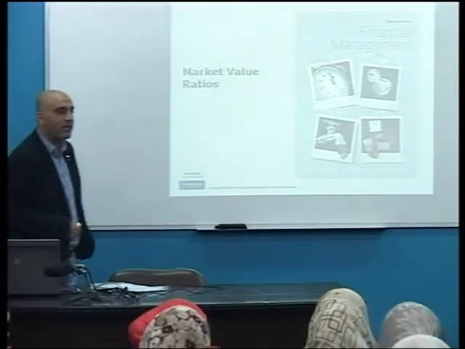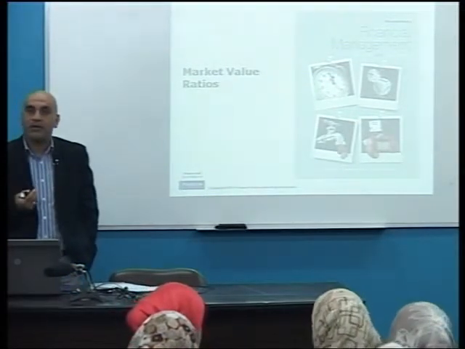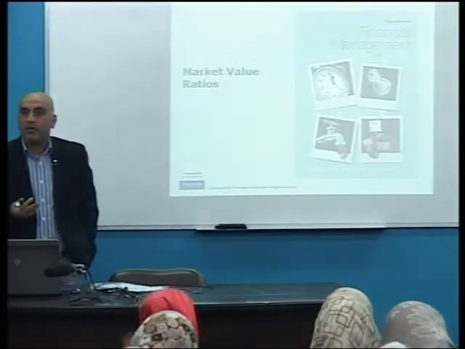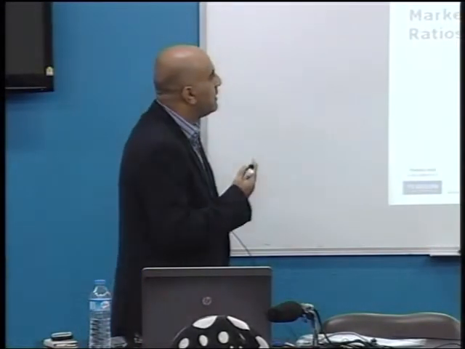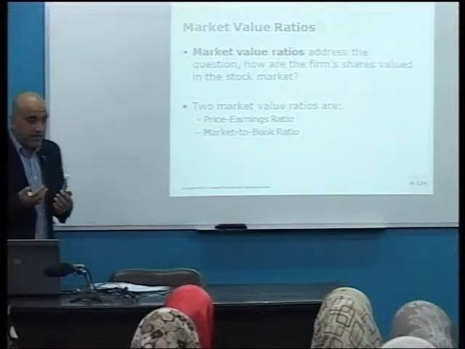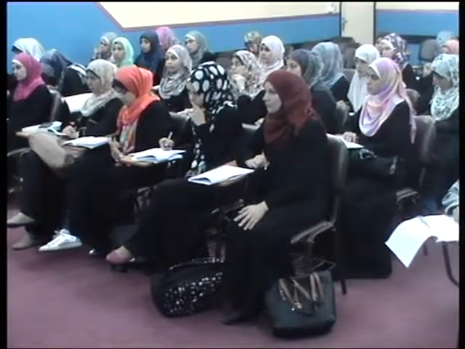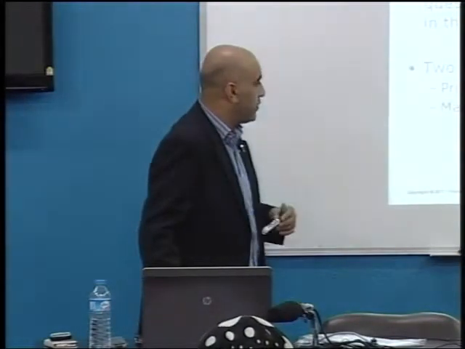These market value ratios are closely related to the investor decision. So when investors are looking to decide whether to invest in a particular company, they directly look at these ratios. These ratios include the price earning ratio and the market to book value ratio. These two ratios answer the question: is it worth investing in this company or not? This is the main question addressed by these two ratios.